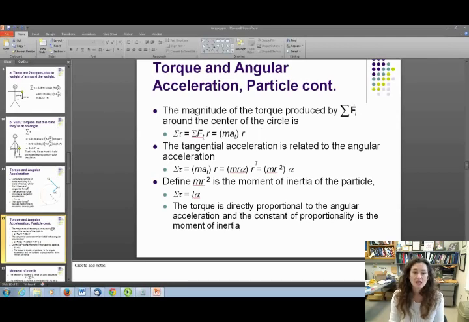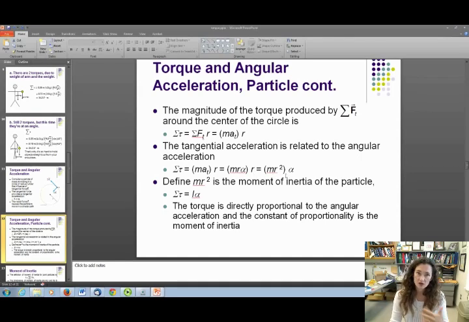So let's put this in terms now of the angular acceleration that we defined earlier. Remember that the angular acceleration is equal to the tangential acceleration divided by the radius of that circle. So if I'm plugging in for my tangential acceleration, I'll plug in alpha times r. So the sum of the torques will then be m a_tangential times r, which is equal to m r times alpha times r again. And then we can pull that r in and we get m r squared times alpha.